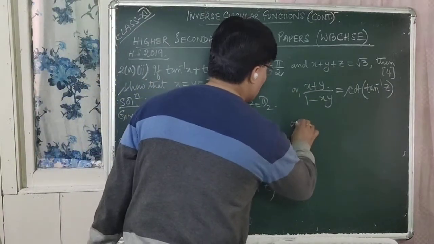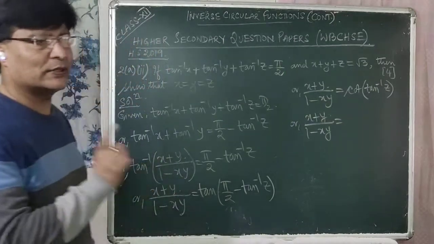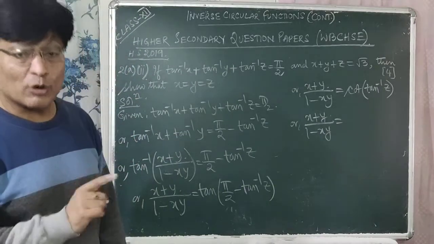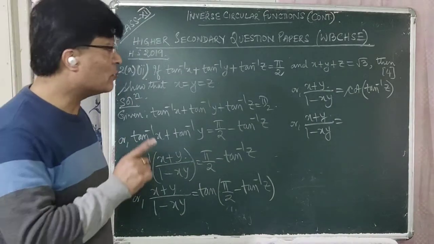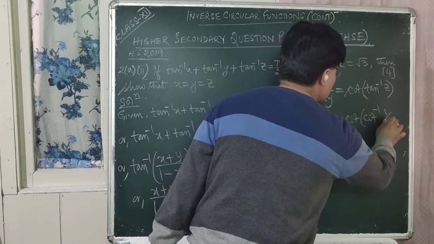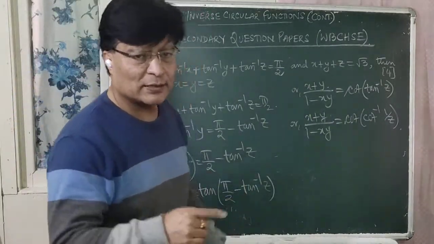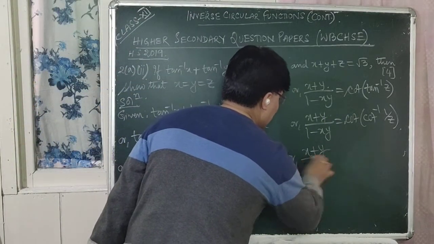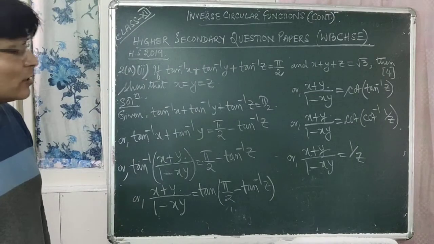So x plus y divided by 1 minus xy is equal to, now you should convert tan inverse into cot inverse. You know how to convert tan inverse into cot inverse, right? So it is cot of (cot inverse of 1 upon z). So what is cot inverse 1 by z? You can only write 1 by z, because cot inverse is cancelled. So x plus y divided by 1 minus xy is equal to 1 upon z. Is it clear to all of you?